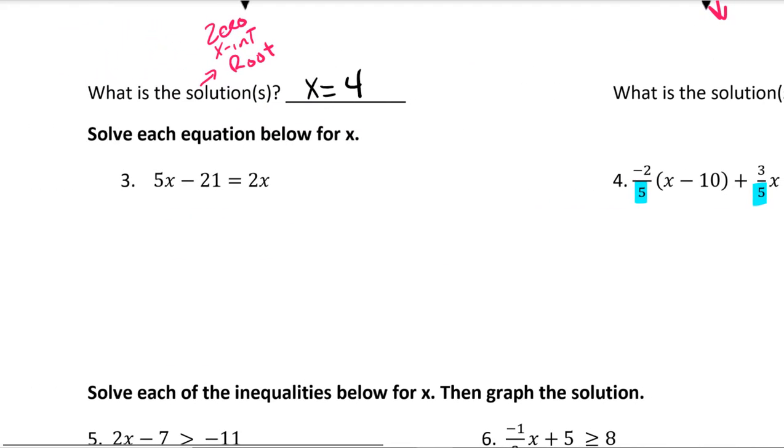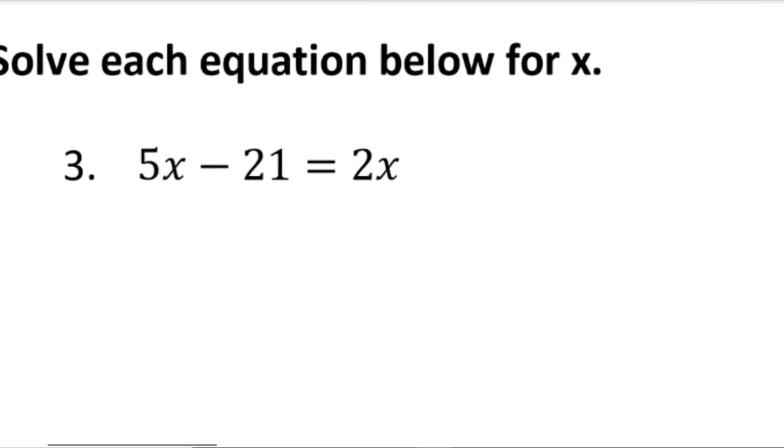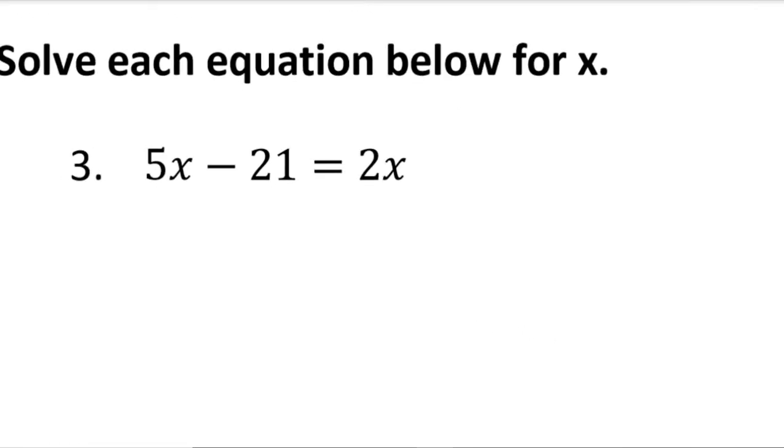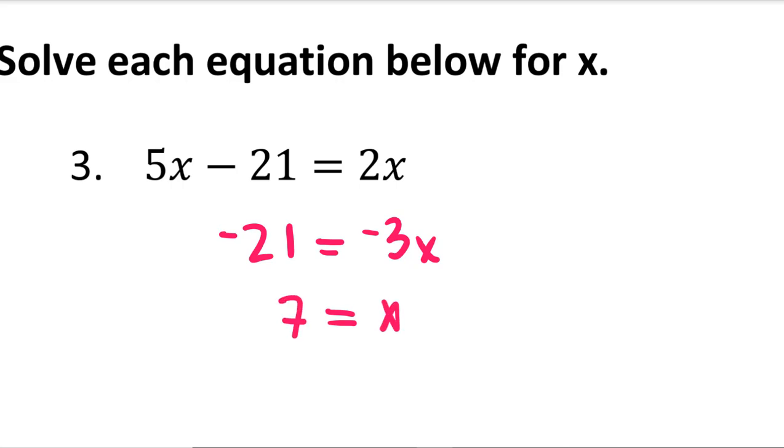Now, this guy right here, same thing. Solve the equation below for x. All right, so we just got to get x by itself. Notice there are 3 terms, 2 on the left, 1 on the right. So I'm going to move that 5x to the other side, which is going to give me -21 equals 2x minus 5x is going to be -3x. When you divide both sides by -3, you will get a value of 7. So that's all we got. 7 is my value of x.